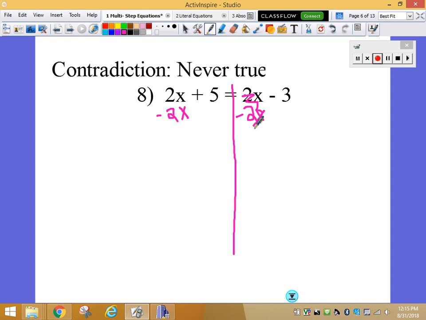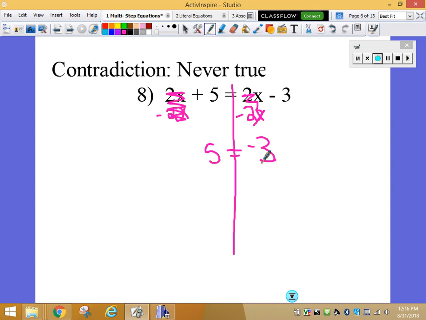On the left side, what's 2x minus 2x? Nothing. So these go away also. So I'm going to bring down a 5. I'm going to bring down a negative 3. Here's how you know it's a contradiction. My x's went away, right? They're gone. You look at it and say, wait a second, I got that 5 equals negative 3. Is that true? Does 5 equal negative 3? No. 5 equals 5, and negative 3 equals negative 3. They don't equal each other.